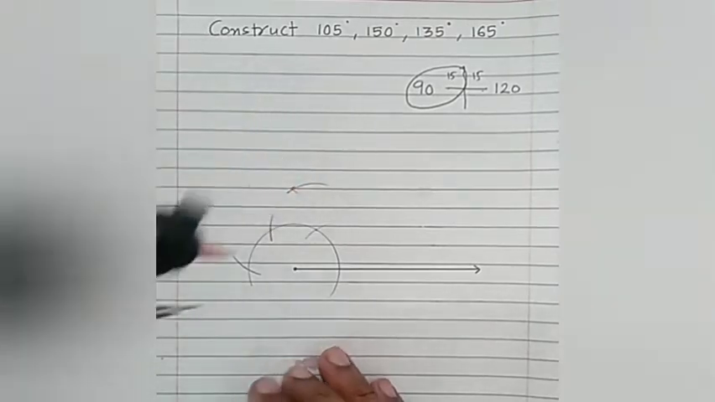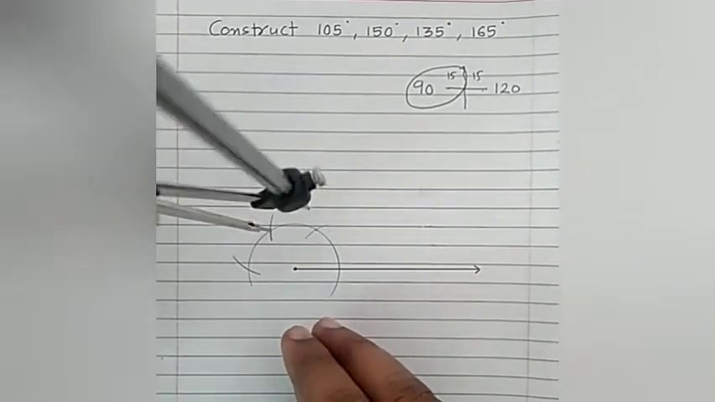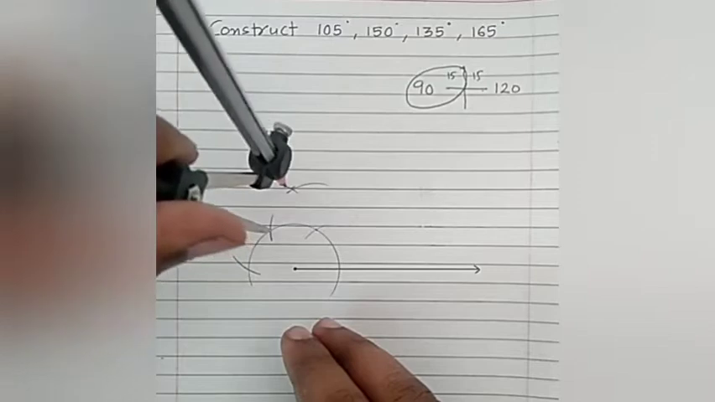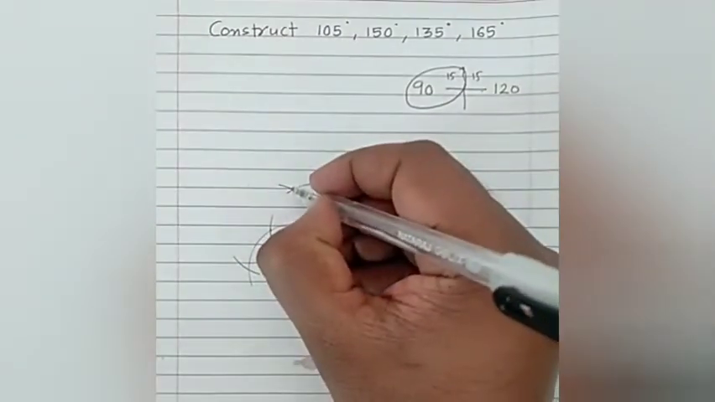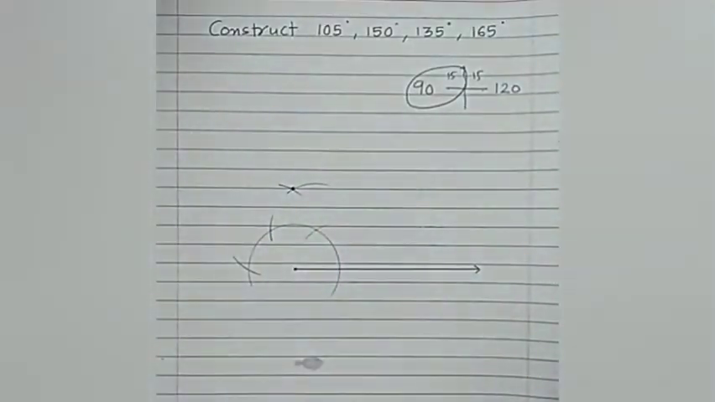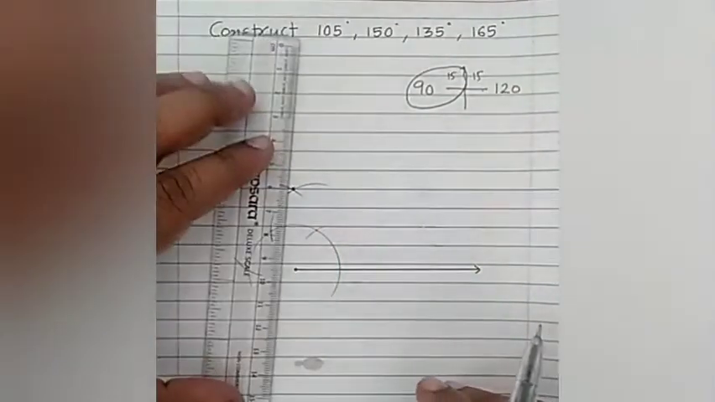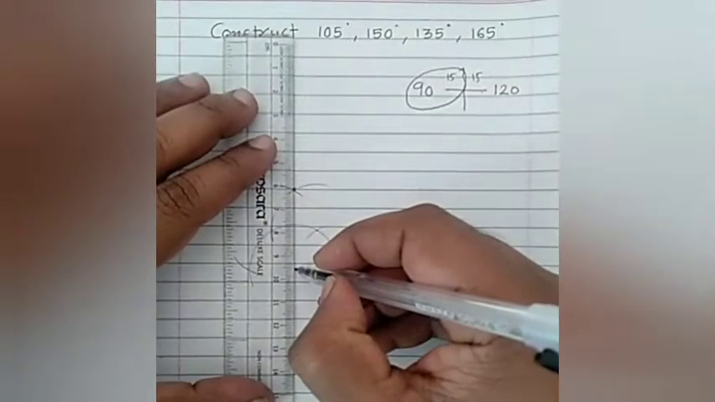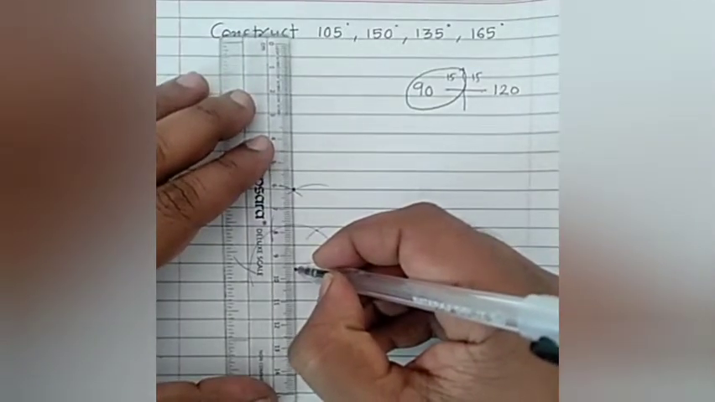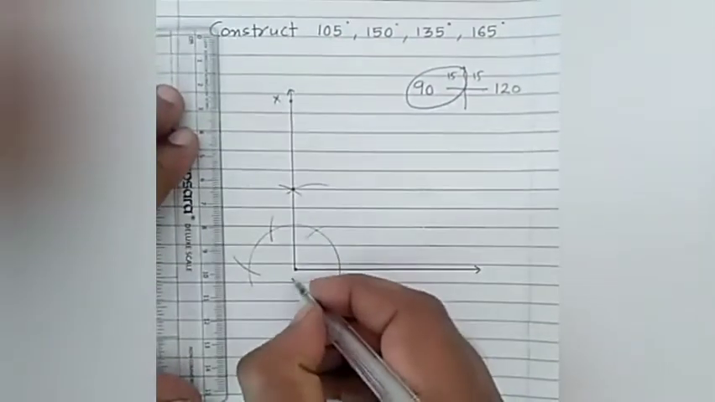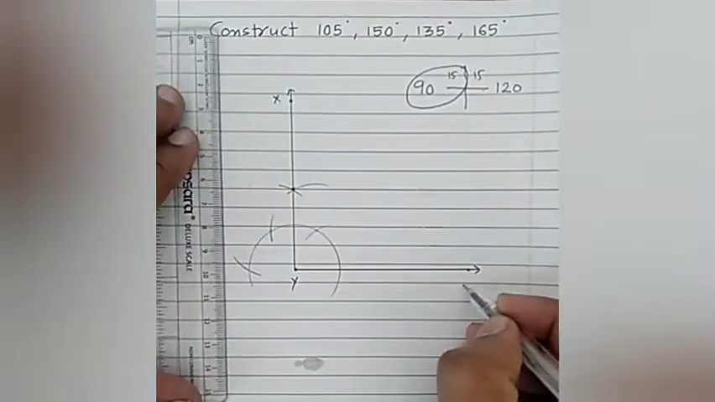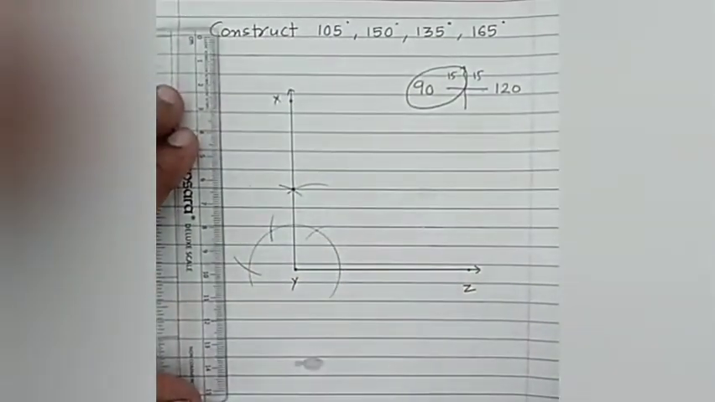So here we go. I'll do a little more. As you could see over here, this is my point of intersection, which I'll refer to as my 90 degree. Let me name this X, this is Y, this is Z. So XYZ is my 90 degree.